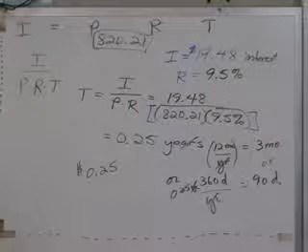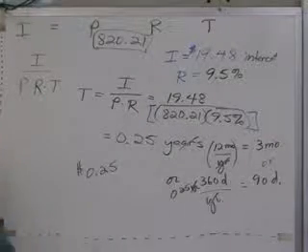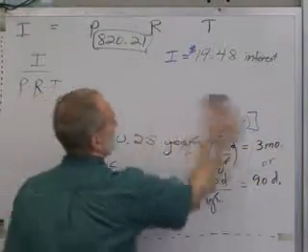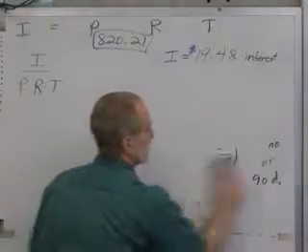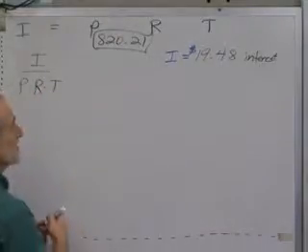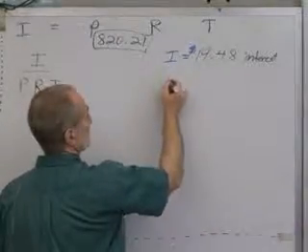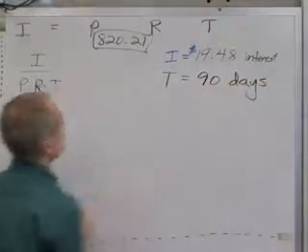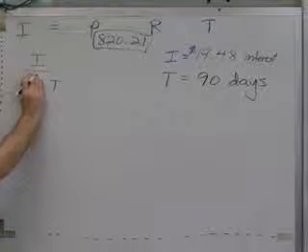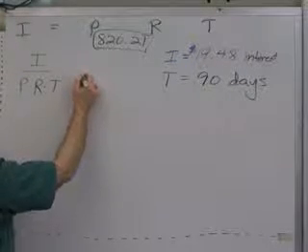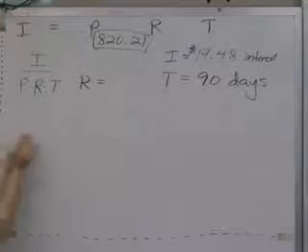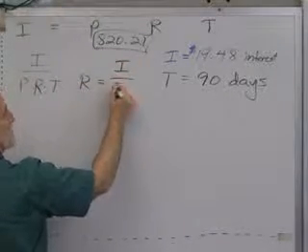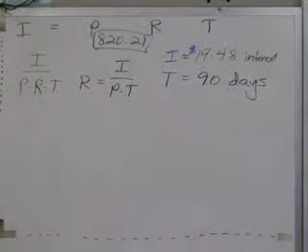All right, let's look at finding the rate. Let's use these same numbers. Let's pretend we don't know the rate, but we know the principal, and we know the time, and we know the interest. Let's say the time is 90 days. What's the formula for finding the rate? Rate is equal to what? Yeah, interest divided by principal times time, isn't it?